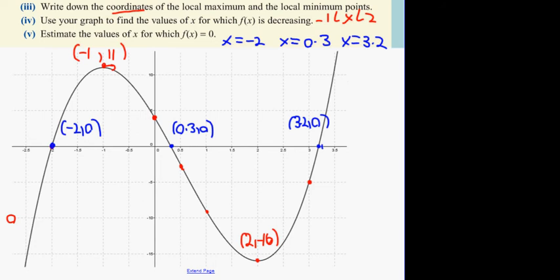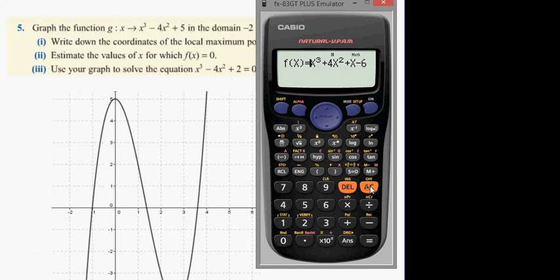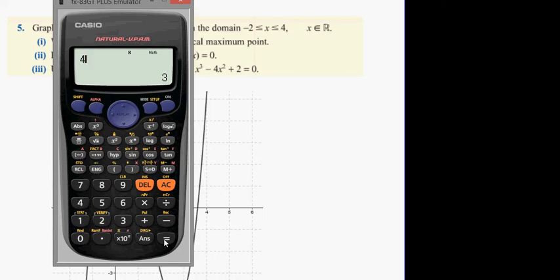Now, question 5. Draw this function. Once again, same trick as always. You put it into the calculator as x cubed minus 4x squared, and then you have your +5 at the end. You start at -2 because it says -2 in the question, and you end at 4, with a step of 1 for the time being.